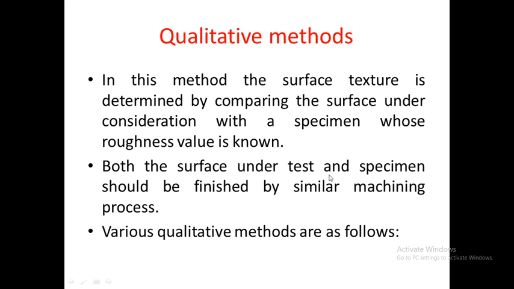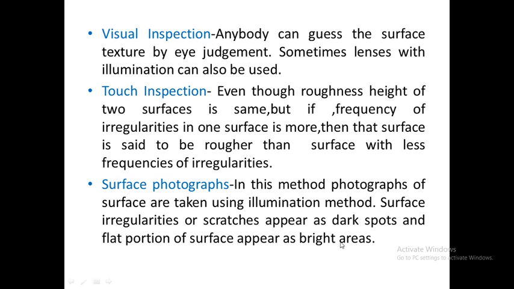Both the surface under test and the specimen should be finished by a similar machining process. One important point in the qualitative method is that while comparing the two surfaces, it is very important that both the surfaces being compared, that is the specimen as well as the surface under consideration, should be finished by the same machining process. Otherwise, we cannot compare the two surfaces. So for comparison, we have to select two surfaces such that both are finished using a similar machining process. Now, the various qualitative methods are as follows.